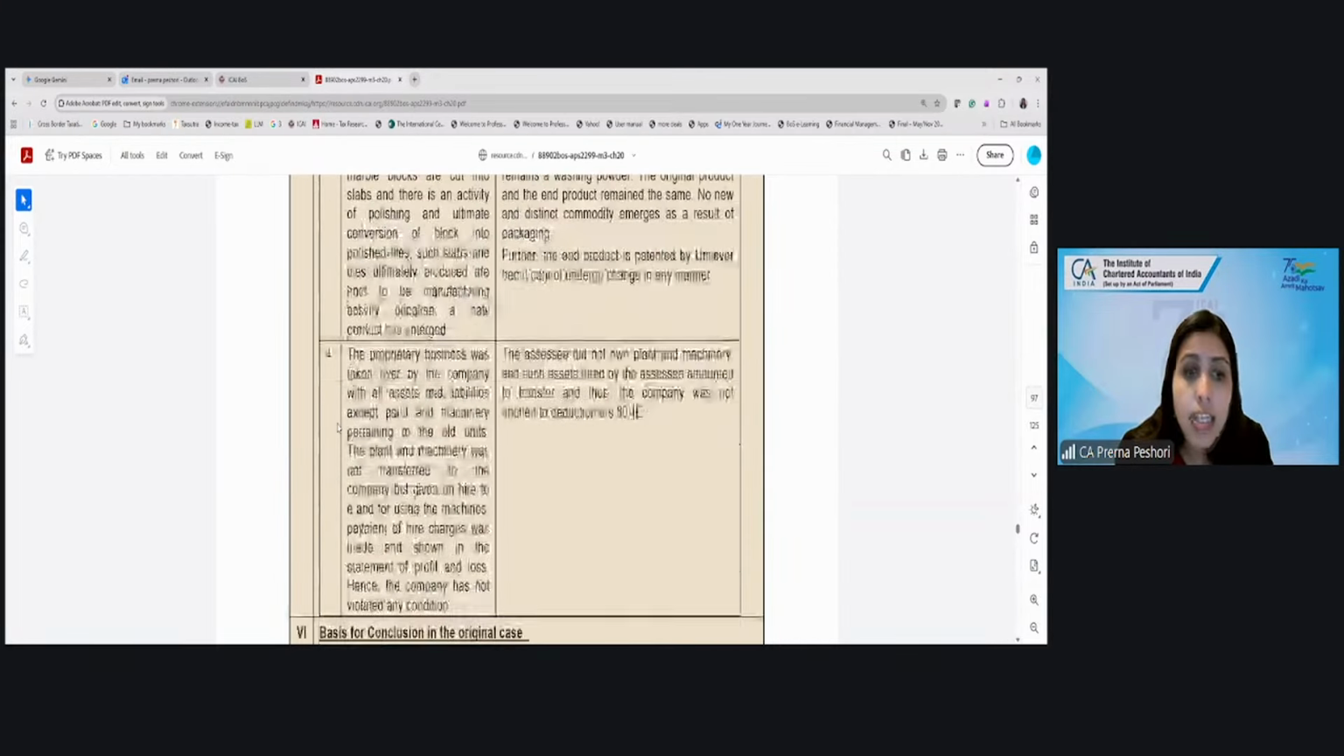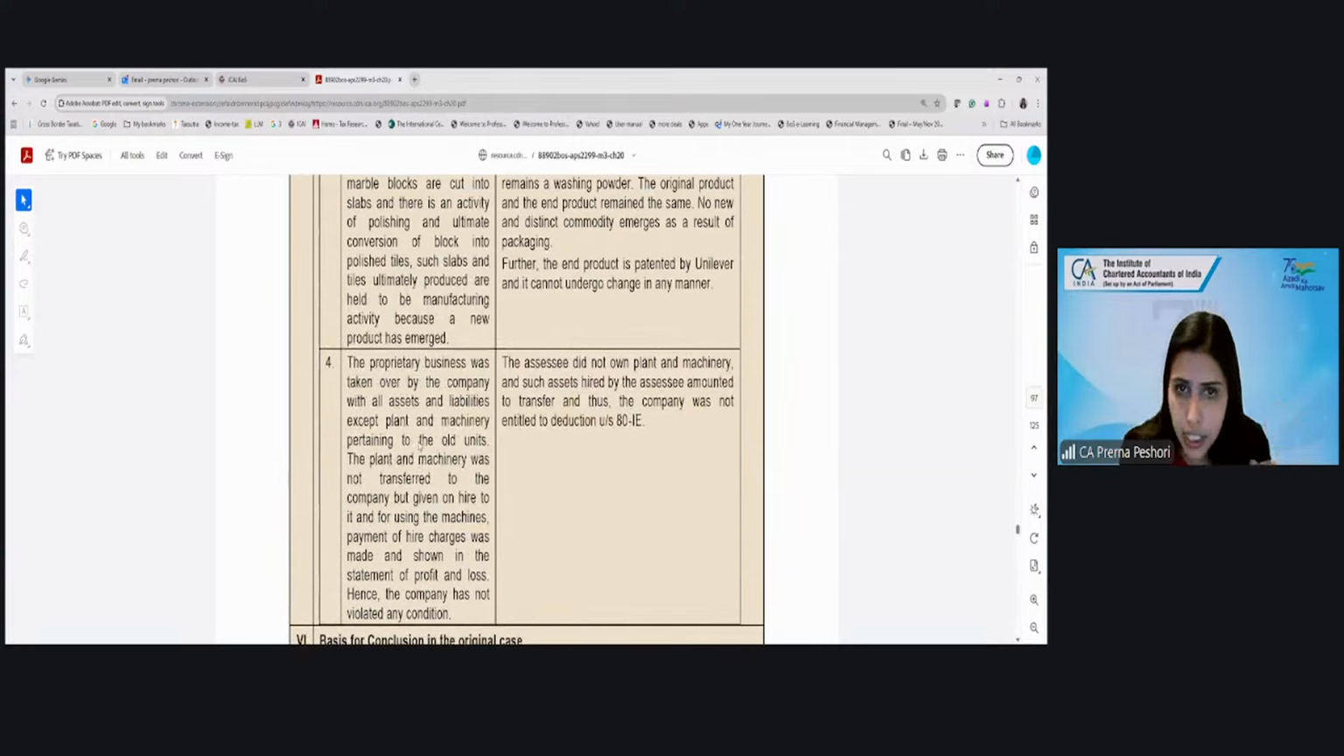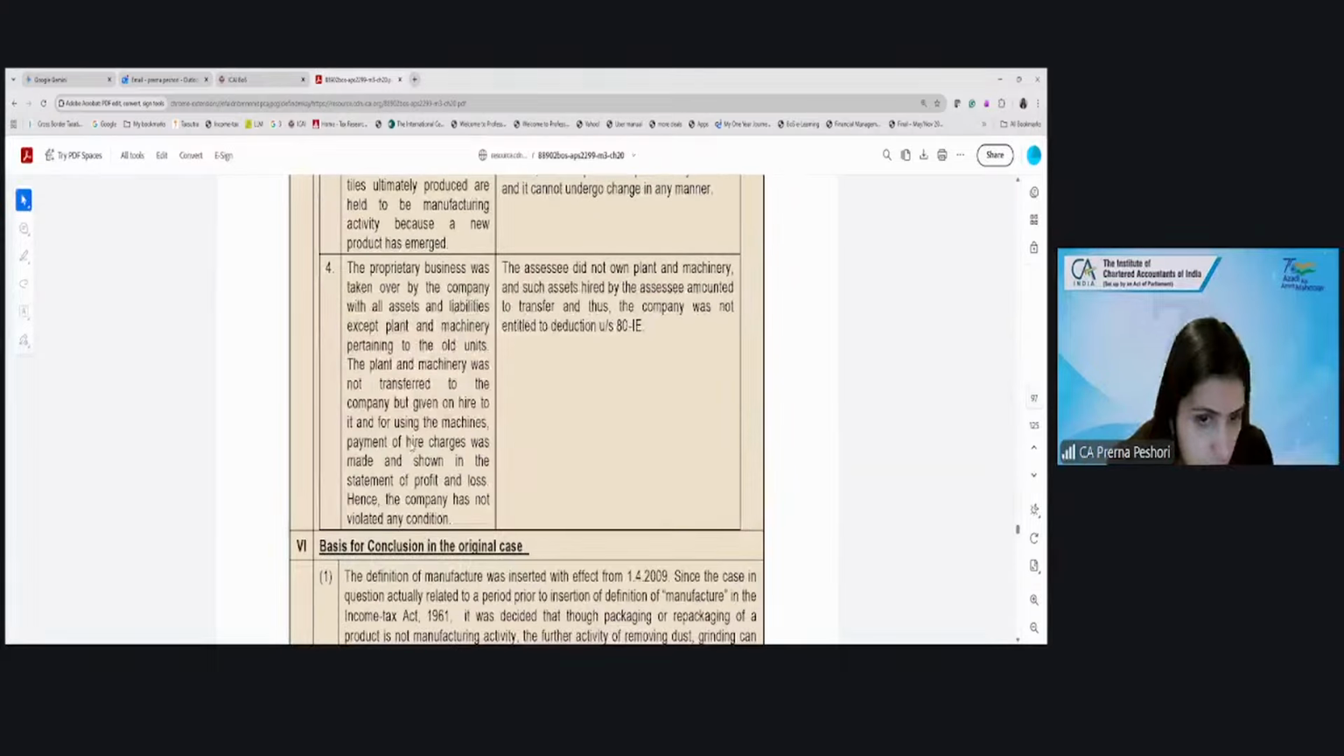The CA's contention was that the proprietary business was taken over by the company with all assets and liabilities except the plant and machinery pertaining to the old units. The plant and machinery was not transferred to the company but was given on hire to it, and for using these machines, the hire charges were paid and debited to P&L. So the company has not violated any condition of undertaking. The ACIT said the assessee is not owning any plant and machinery. The assets hired by the assessee amounted to transfer, and thus the company was not entitled to 80IB.